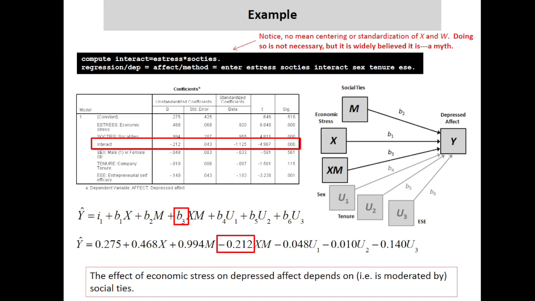So here's a simple SPSS code. All I'm doing is creating a new variable I'm calling interact. It's the product of economic stress and social ties. And then I'm including it as a predictive variable in the model, and here's the output that I get. So here's our equation. Here's a graphical representation of that equation. And my regression coefficient, my estimate for that product term, is minus 0.212, and it's statistically different from 0. The p-value is smaller than it wants to show me.